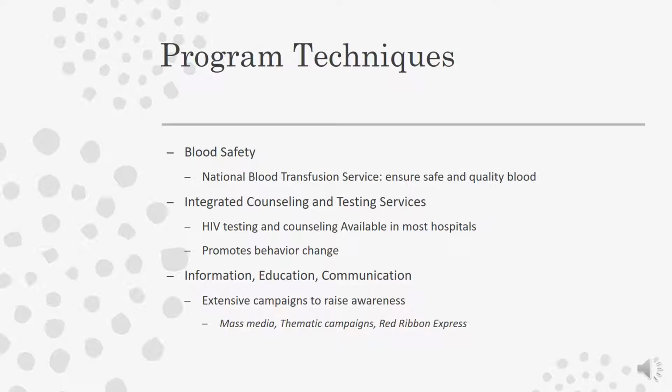Another component includes various information, education, and communication tools. The National AIDS Control Program ran extensive campaigns to raise awareness. They did this through mass media, via commercials and newscasts. They also did thematic campaigns and outdoor interpersonal campaigns in theaters, such as the various industry theaters, peer education, and pamphlets that individuals would hand out as well. They also had things like the Red Ribbon Express, and for the adolescent education program, they used Red Ribbon Clubs in various places.